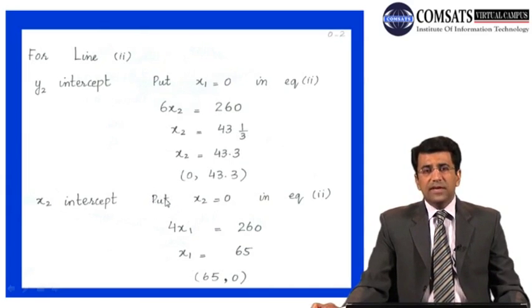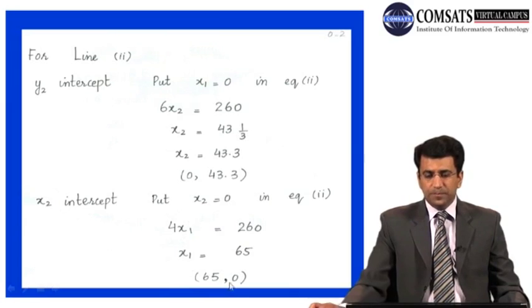Now in order to get the other point, we will put again the value of x2 equal to 0 in that second equation, and then 4x1 is equal to 260, and we will get the value of x1 as 65. So the other point will be (65, 0). So class, for the second constraint we got 2 points, that is (0, 43.3) and the second point (65, 0).